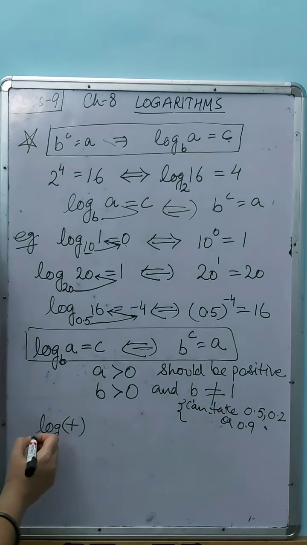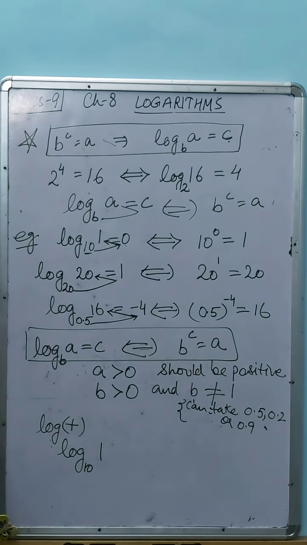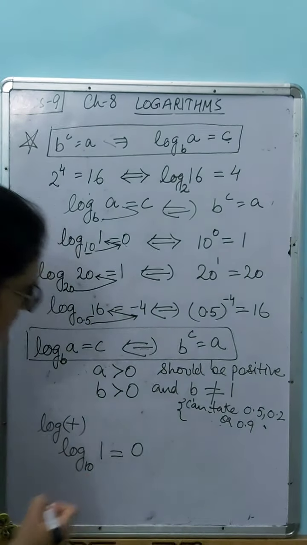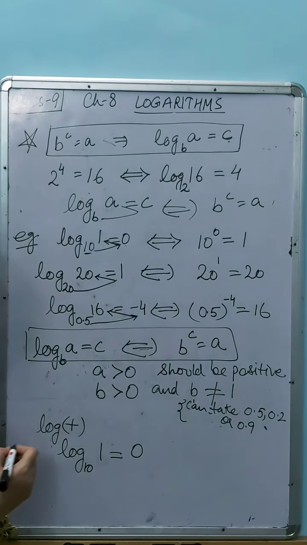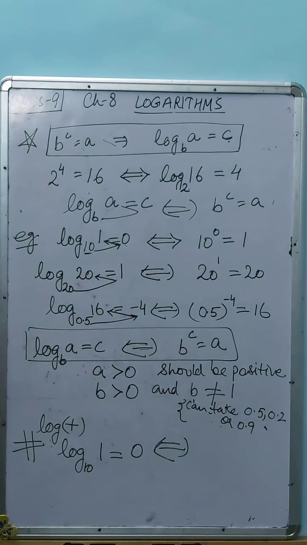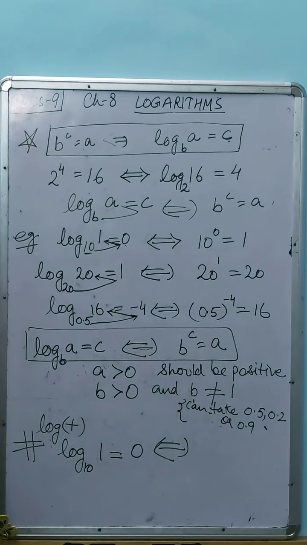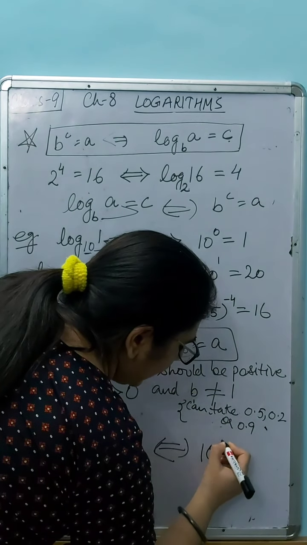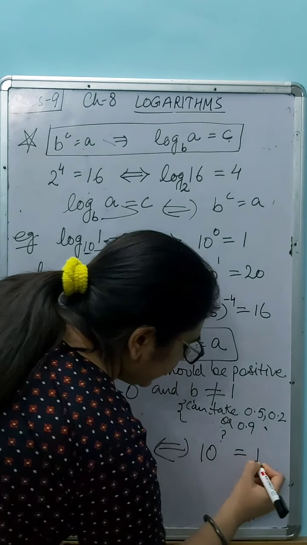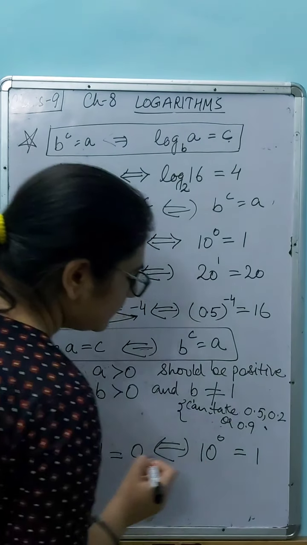So another thing is log 1 to the base 10 is always 0. This is the result. You can write this result in your copy also. Log 1 to the base 10 is 0, and it implies... to understand this, you can always say, what power of 10 will you write so that the answer is 1? What will you raise the power of 10 to get 1? It will always be 0.